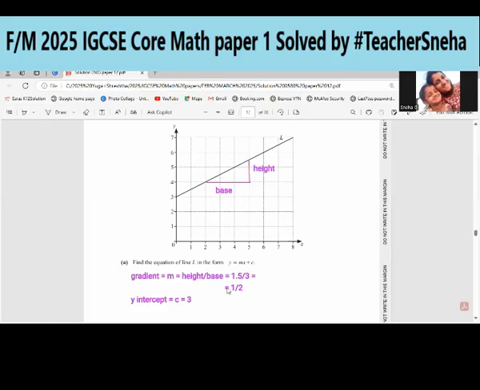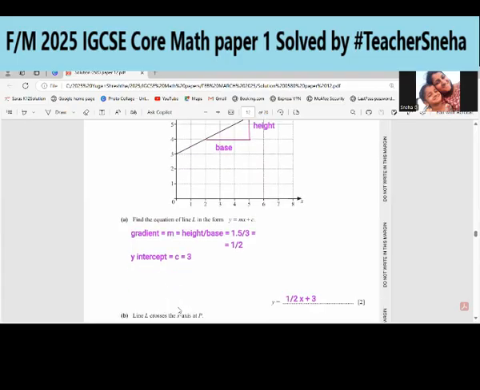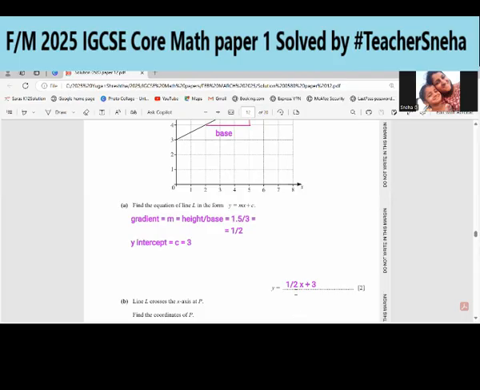So here the gradient of this graph is 1 upon 2 and the y-intercept, where the line touches the y-axis, is 3. The value of the y-intercept is 3. Therefore, the equation of the line is y = 1/2 x + 3.